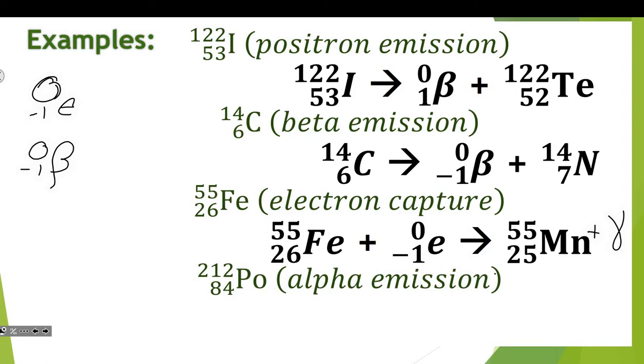So 55 plus 0 equals 55. 26 minus 1 is 25. 25 is manganese. It sucks because I write my zeros. Okay, now we're doing the next one.